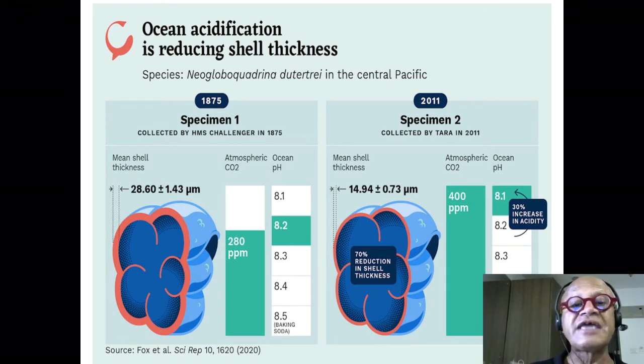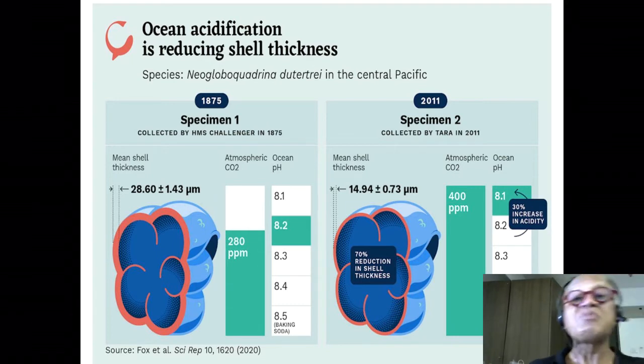So here is some data collected from specimen 1, where they looked at the mean shell thickness, and we know the CO2 concentration then and the ocean pH: 280 ppm and 8.2. And when in 2011 another specimen was looked at, there is a tremendous change in the mean shell thickness. Remember, we said calcium carbonate shell forming animals are going to suffer: coccoliths, corals, etc. Right? So there is a 70% reduction in shell thickness from 1875 to 2011.